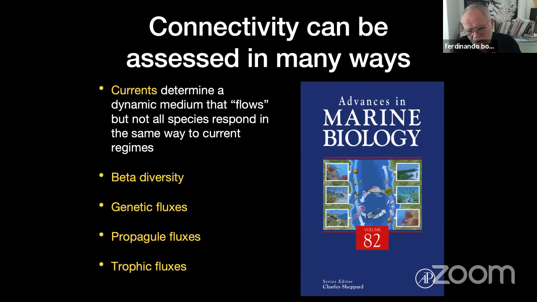We can look at the genetics, but we usually look at the genetics of very few species. If you increase the sampling of the species, the systems become very much more complicated. And then the fluxes of propagules and the trophic fluxes.